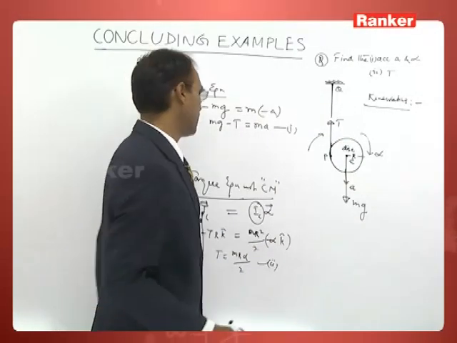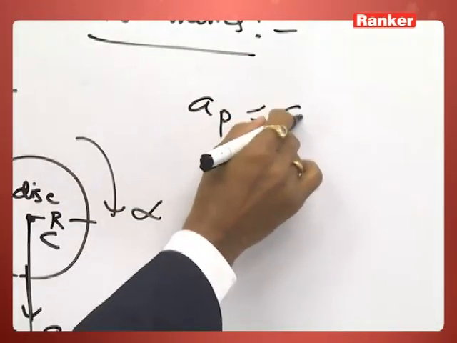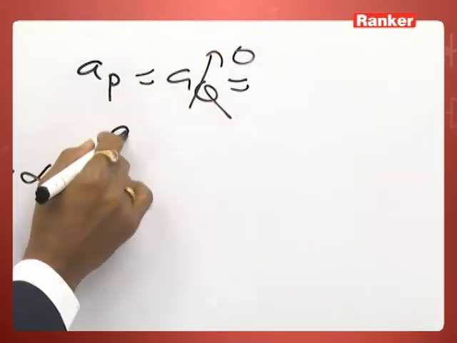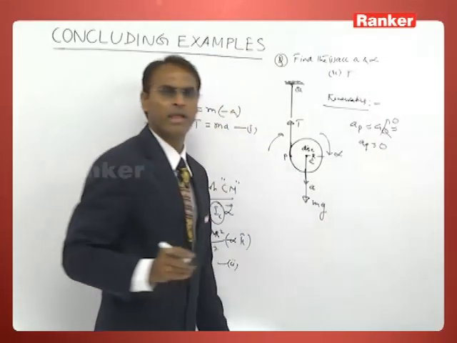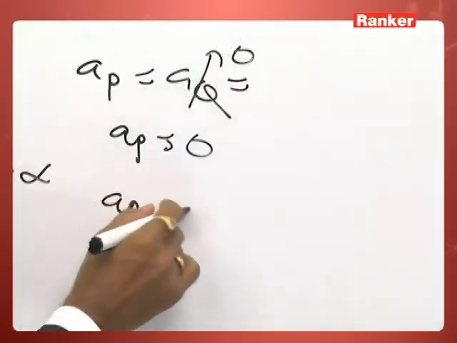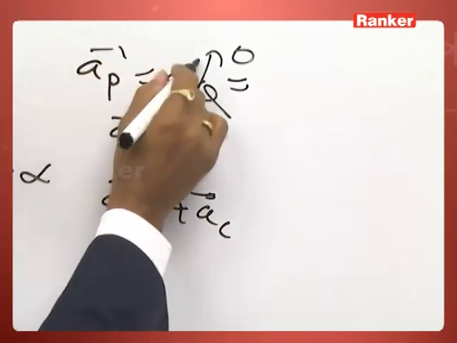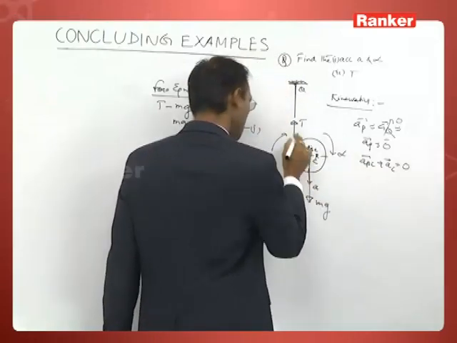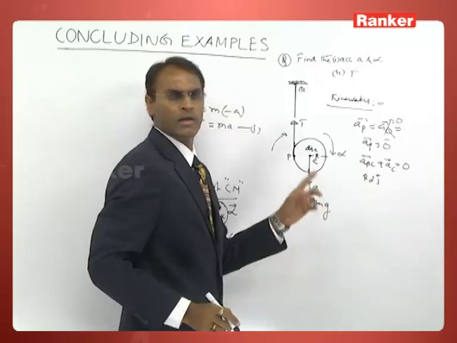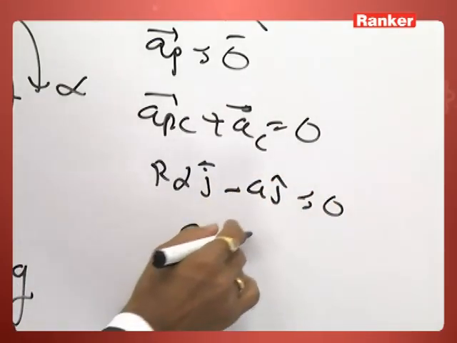And third equation is kinematical equation, which states that AP is equal to AQ. Since this point is fixed, AQ will be equal to 0. So AP will be equal to 0. AP is equal to APC plus AC. APC will be equal to R alpha up, and AC you have taken down. So A will be equal to R alpha.